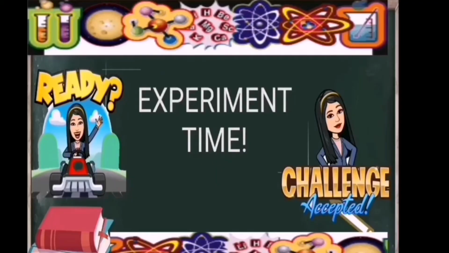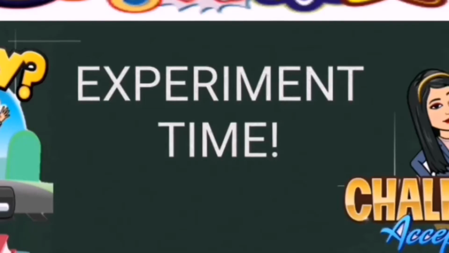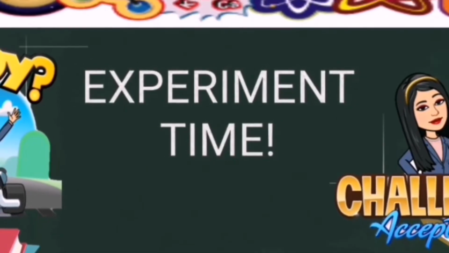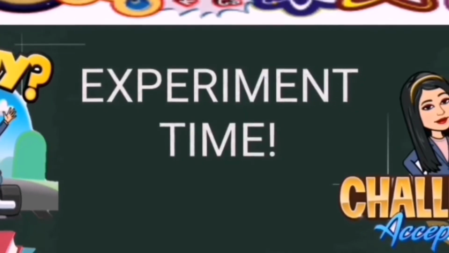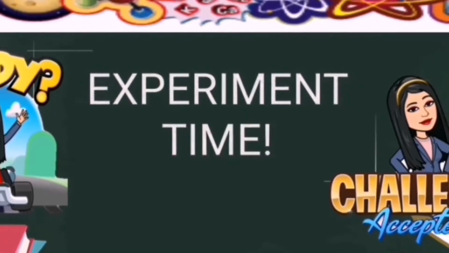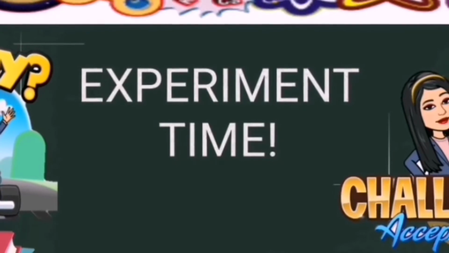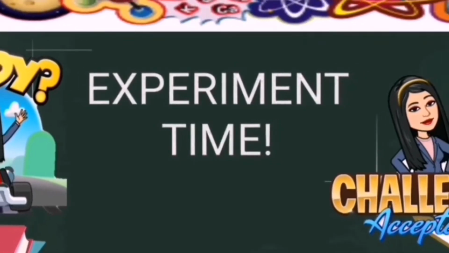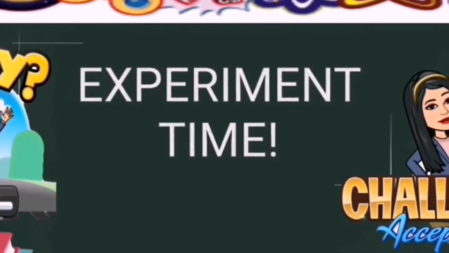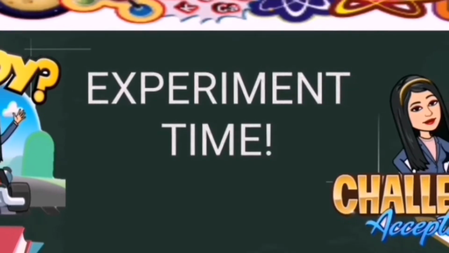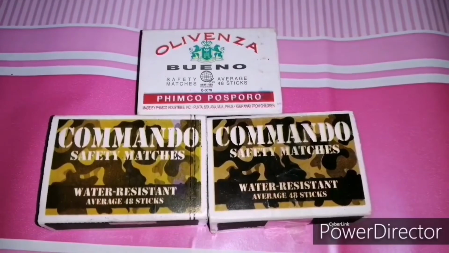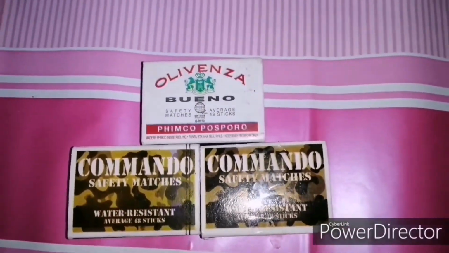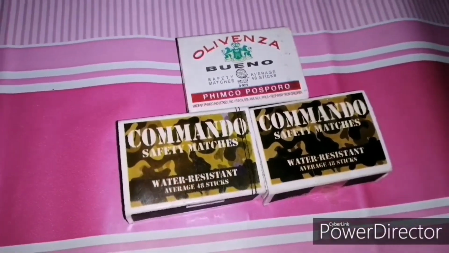Before we proceed with the law of acceleration, let's have a simple experiment. Because of our situation right now, we are encouraged to stay at home. So, our experiment for today is only an alternative to demonstrate and observe the concept of the law of acceleration. Let's start! What we need are 3 matchboxes. You can also use alternative materials like coins.